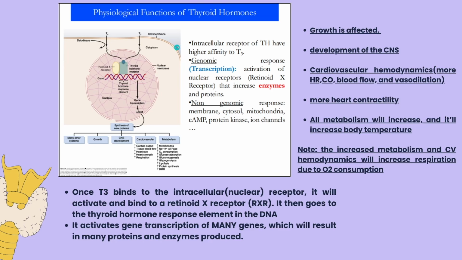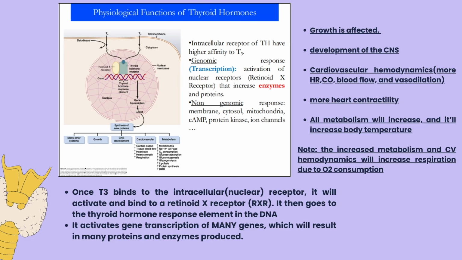How does it work? We have here T3, T4. They're lipophilic. They go through diffusion, no problem. T4 gets converted into T3 by deiodinase, and now they just go and bind to their thyroid hormone receptor, which is a nuclear receptor. Once they bind to this receptor, they activate the retinoid X receptor. It will go and bind to the retinoid X receptor. This complex will go to the thyroid hormone response element. It will activate gene transcription of many genes, and it will increase the amounts of proteins and enzymes produced.